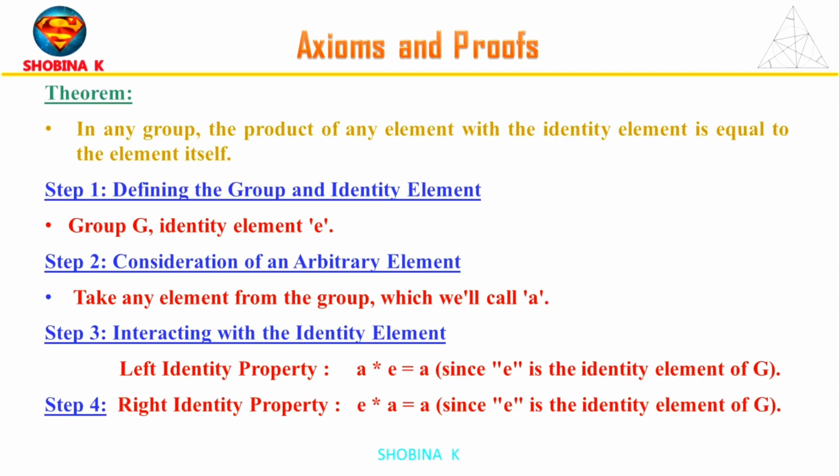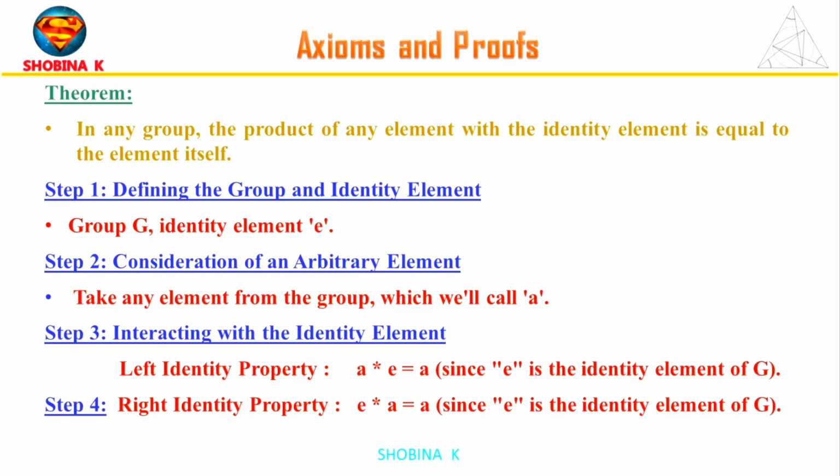In step 1, we begin by defining our group, and it is called G. Within the group, there is a special element called the identity element, which is represented by E. In step 2, we will take any element from our group G, and here we take an element A. Keep in mind, A could be any element within our group. And next, step 3. This is where the magic happens. We are going to show how A interacts with the identity element E.